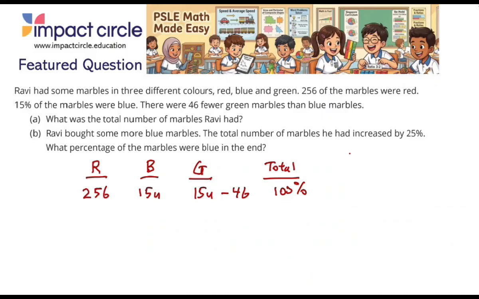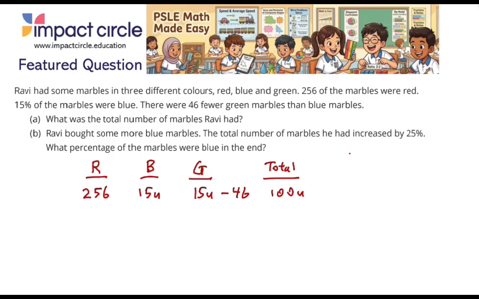The reason why I use U instead of percent is because whenever there's a percentage question, it is likely that the 100% is going to change. And so if we use percent from the start, this might cause confusion in the later part of the question when the 100% is no longer 100% anymore.